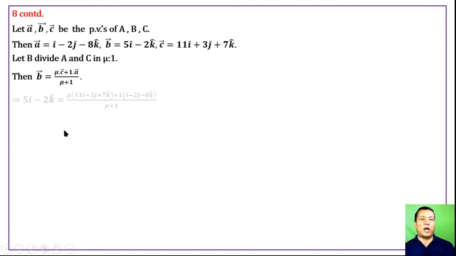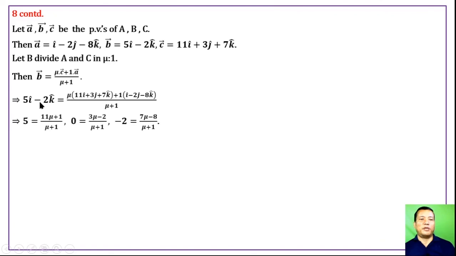Substituting the values of C, A and B, compare the coefficient of I, compare the coefficient of J, compare the coefficient of K, we get this. From the I coefficient, the value of mu is 2 by 3. Therefore mu is to 1 is 2 by 3 is to 1. That is, multiplying by 3, we get 2 is to 3. Required ratio is 2 is to 3.